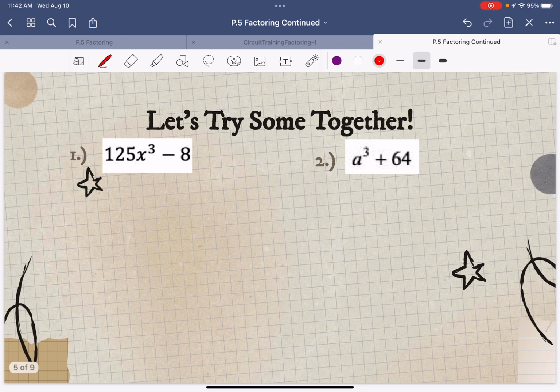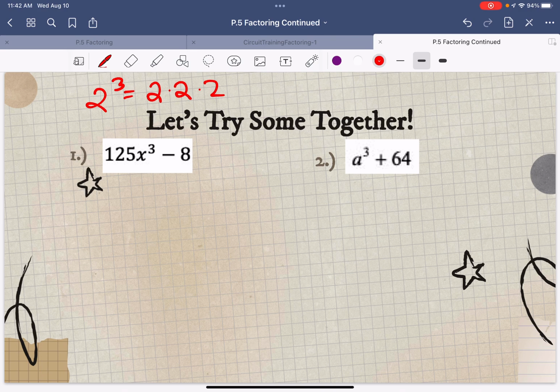All right, so let's try some together. So what you first have to do, it's kind of like the difference of squares where we realized that we had squared terms and then we had regular terms. So what does cubed mean? Well, let's think about that first. What would 2 cubed mean? Well, that just means 2 3 times. So 2 times 2 times 2.